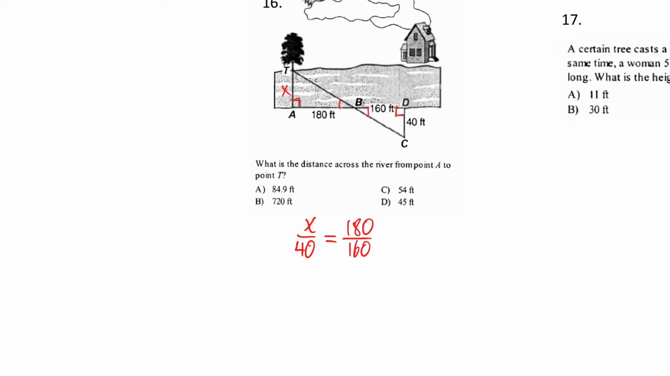So x is to 40 as 180 is to 160. Okay, so when you cross multiply, you get 7,200 equals 160x. Divide by 160, and what do you get? You get 45.